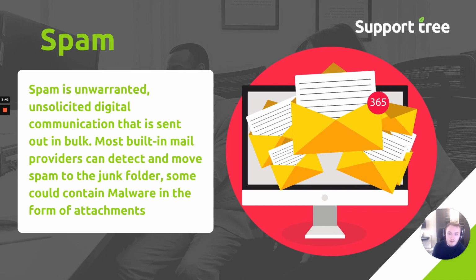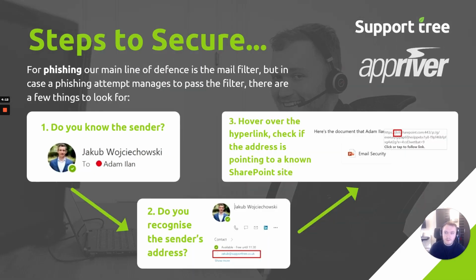Spam is just unwarranted emails that you receive that are often sent out in bulk. They're very easy to pick up. Services like AppRiver will just move these to the quarantine, and they don't cause too much of a threat. But if you weren't to have a software or a service like AppRiver, you could be in threat, because a lot of this spam, even though it's easy to detect, it does have malware in the attachments. So that's why it's important to have a security service.